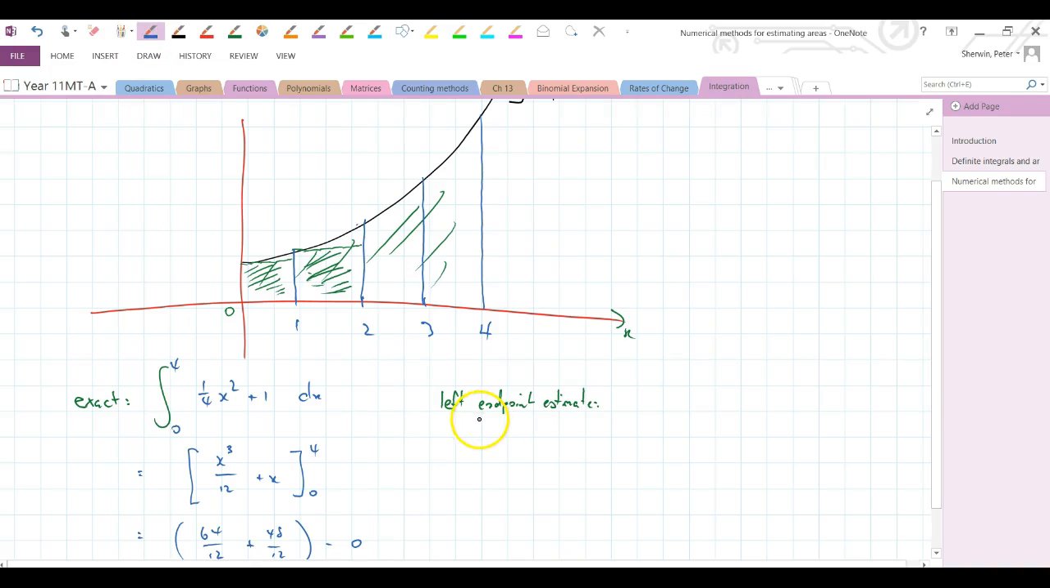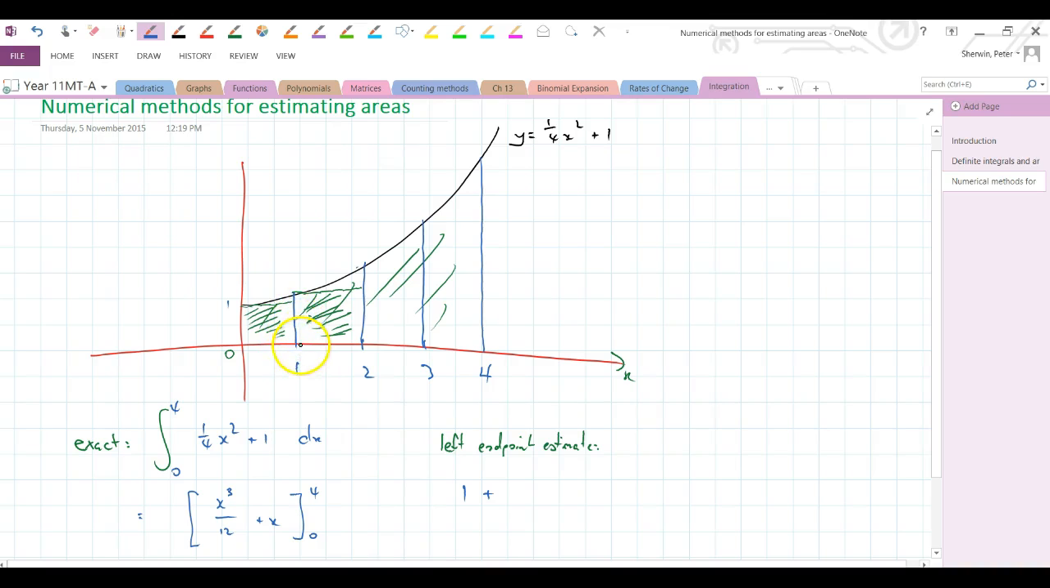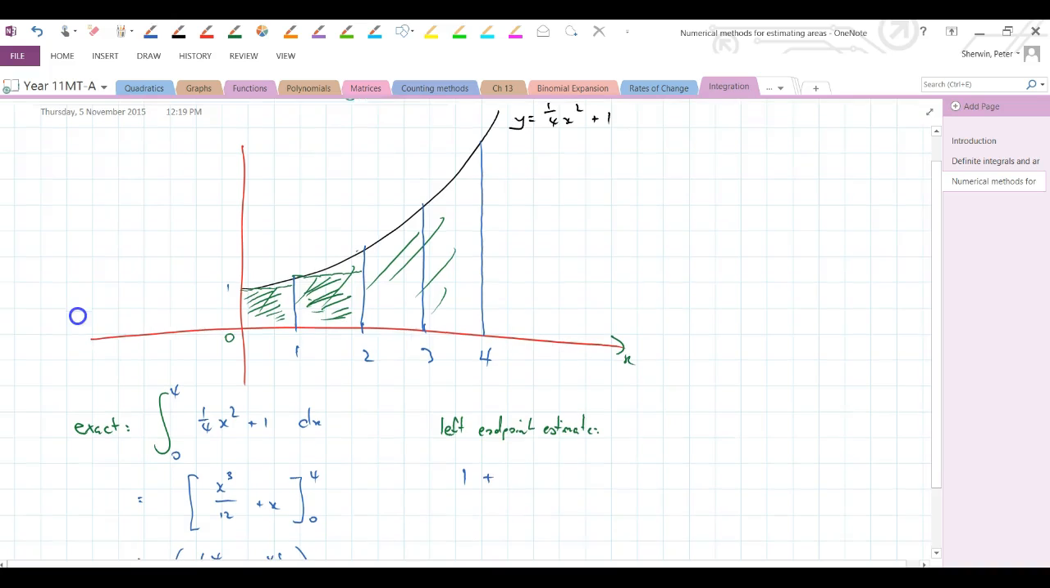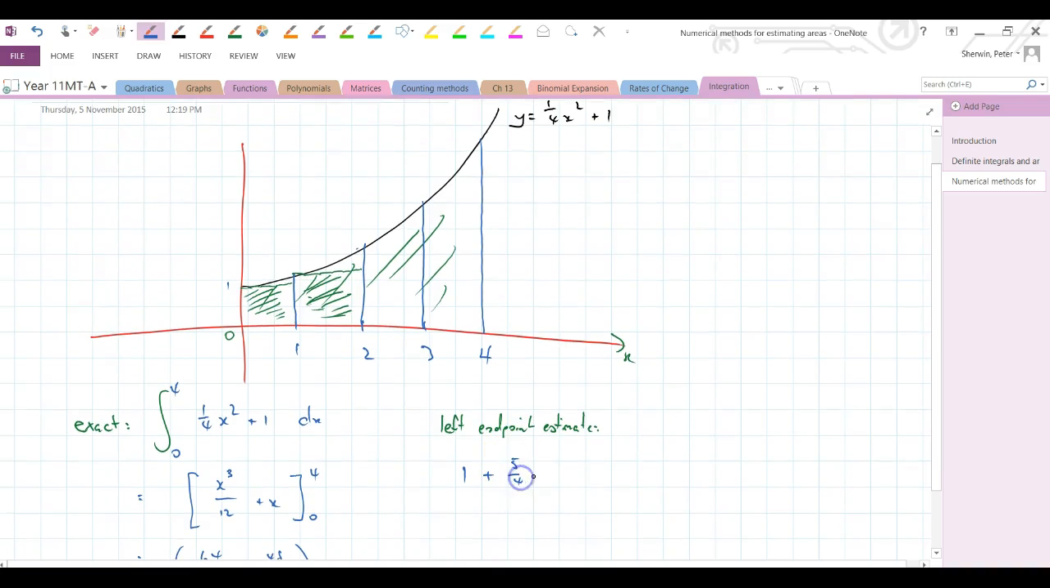So the left endpoint estimate is this rectangle here, using the left endpoint. I need my function value at 0, which is 1. So this is 1 by 1; my first rectangle is 1 by 1. For my second rectangle, I'm going up here from 1 to the curve. That's the height of my rectangle. So I put 1 in here: 1 squared is 1, a quarter, plus 1. That's 5 quarters. 5 quarters times 1. They're all times 1.